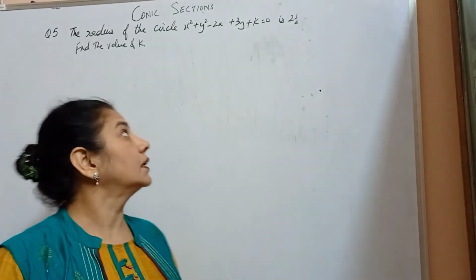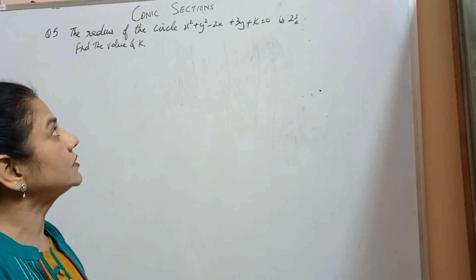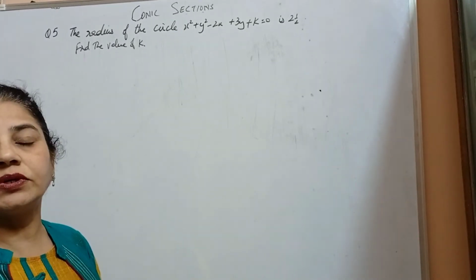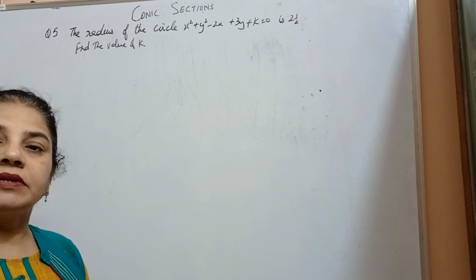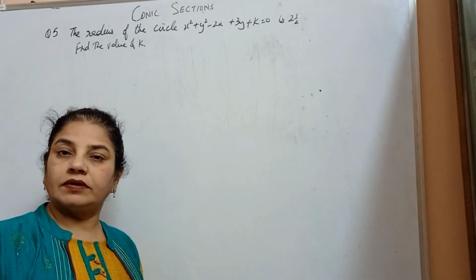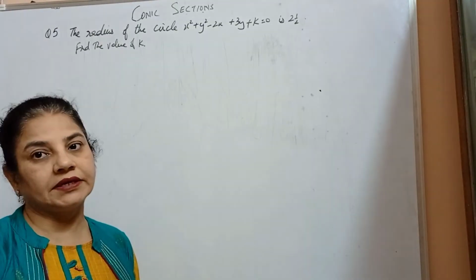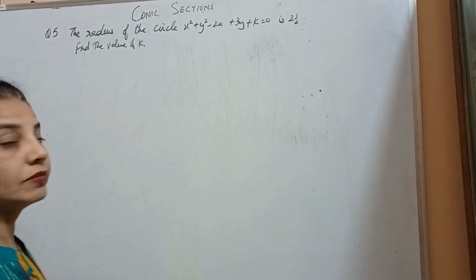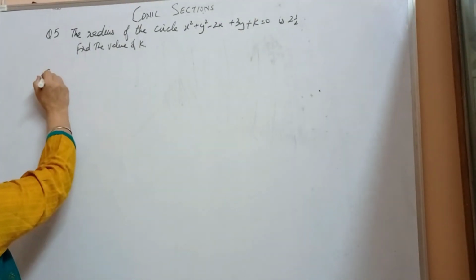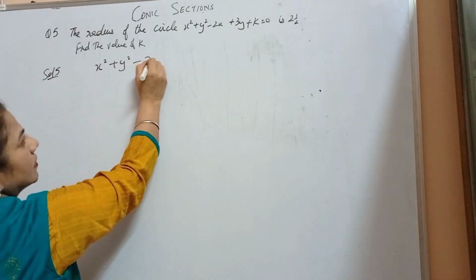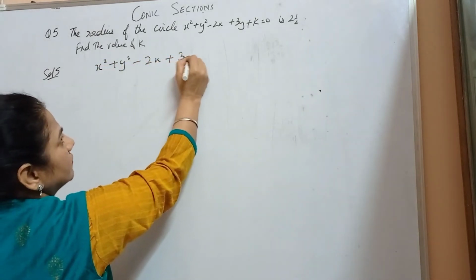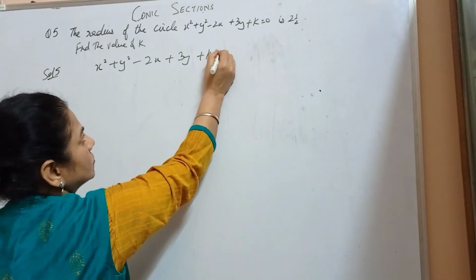The radius of the circle x square plus y square minus 2x plus 3y plus k is equal to 0 is 2 and 1 by 2. We have to find the value of k. Similarly, again, we will find the center and the radius of the circle by the completing the square method. So here we have x square plus y square minus 2x plus 3y plus k is equal to 0.